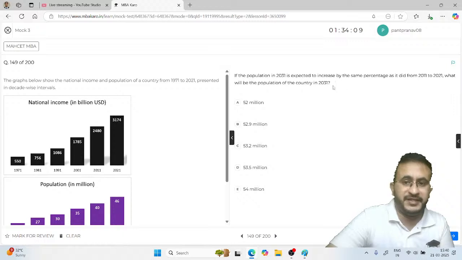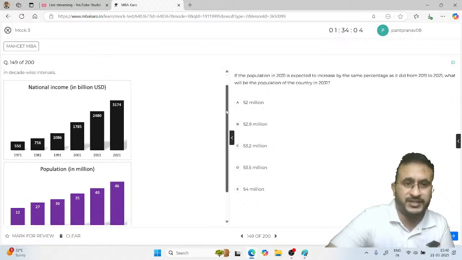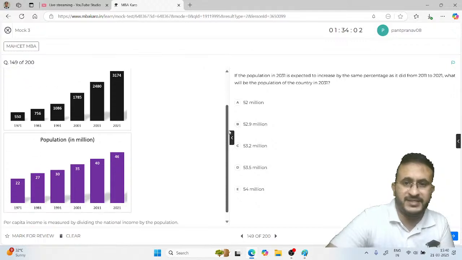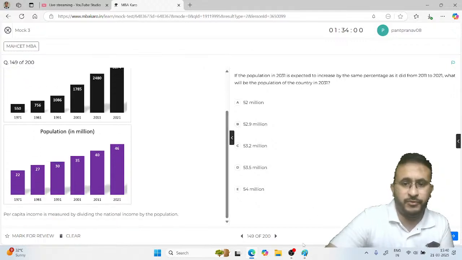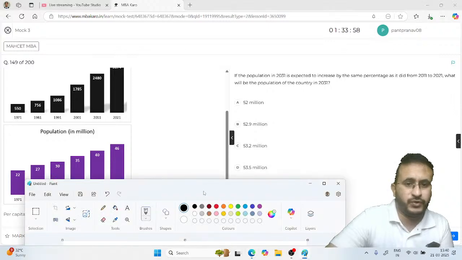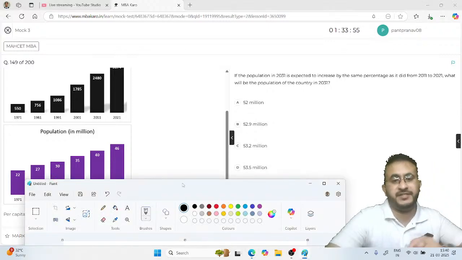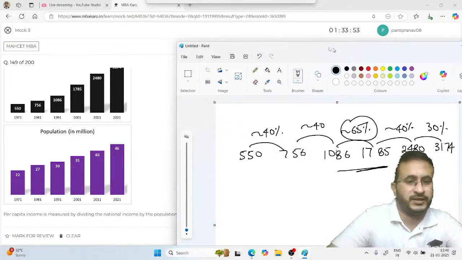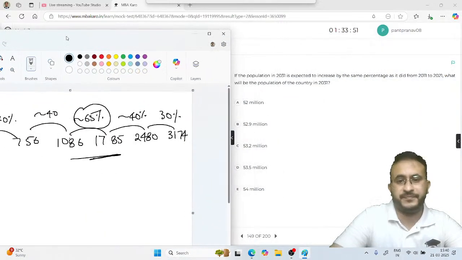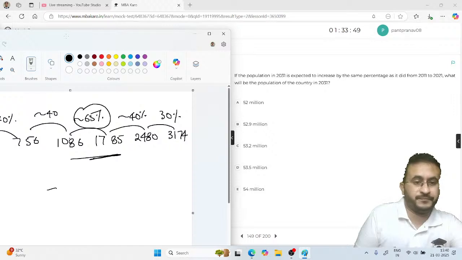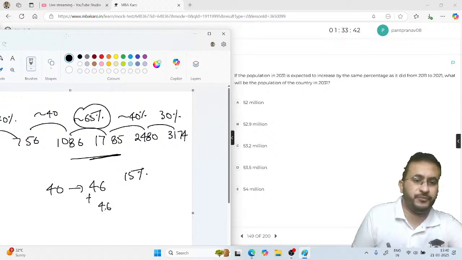Population in 2031 is expected to increase by the same percentage. Population is increased by the same percentage, right? So what will be the population in 2031? So 2011 से 2021 में कितना increase हुआ था? That is 40 to 46. 15% increase हो गया, 15%। अब इसमें 15% और कर लो, 10% of 40 is 4.6, that will be 6.9, so 52.9 million.